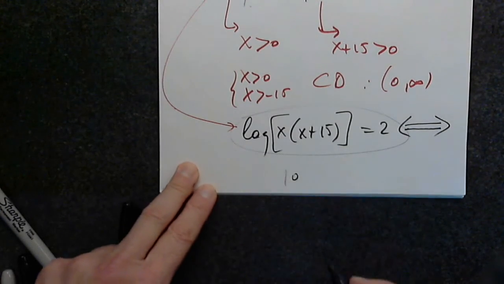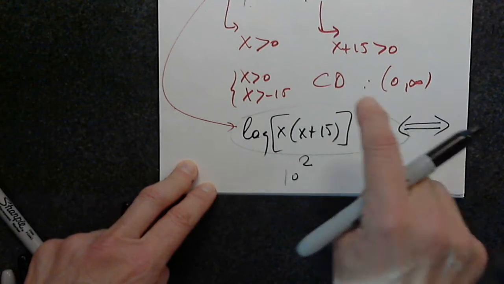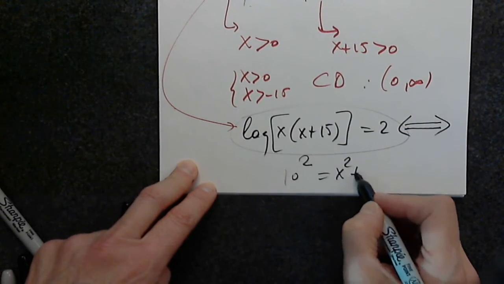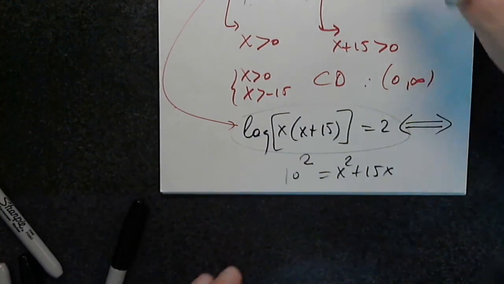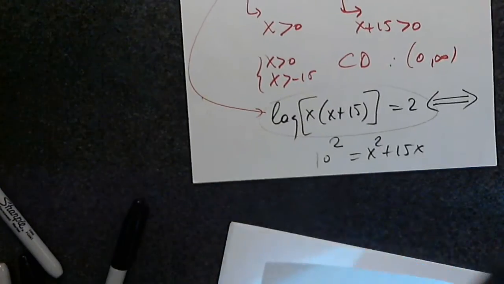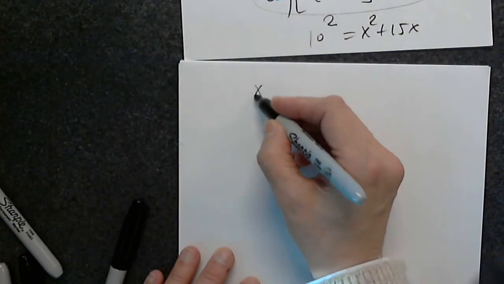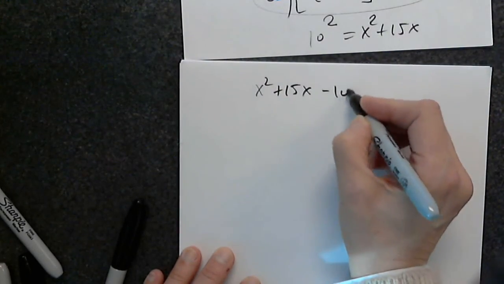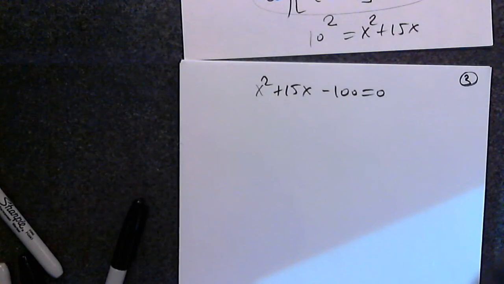Yes. 10 to the second power equals x squared plus 15x. Exactly. Excellent. Once I change it into an exponential, it collapses into a quadratic, which is even better. So now I have x squared plus 15x minus 100 equals 0. Because it's quadratic, I have to move everything to one side.